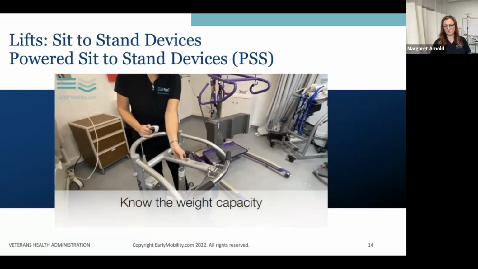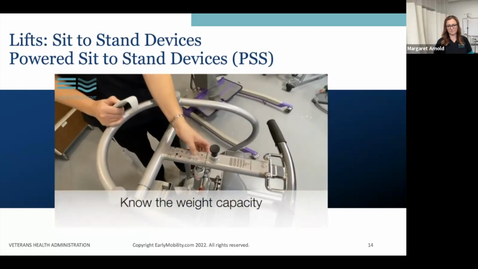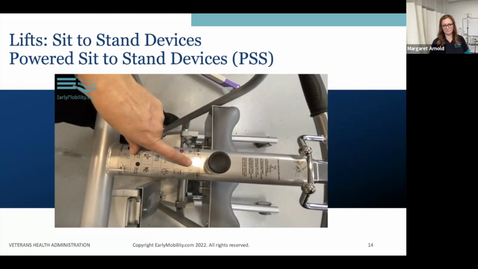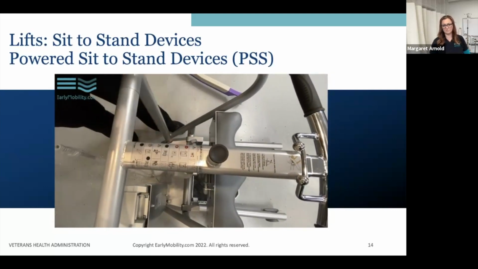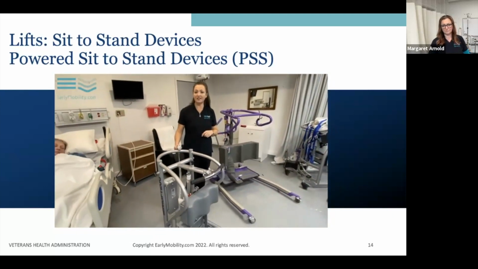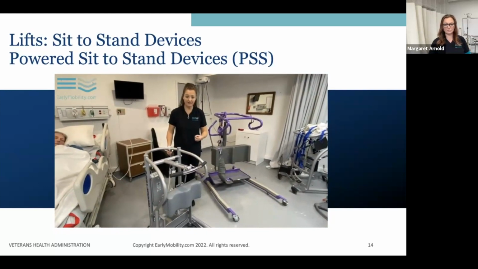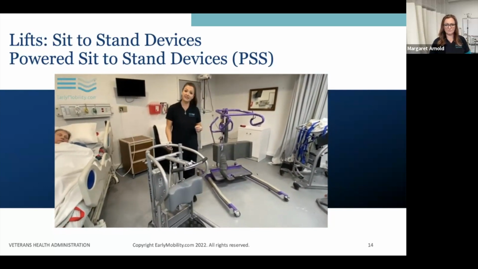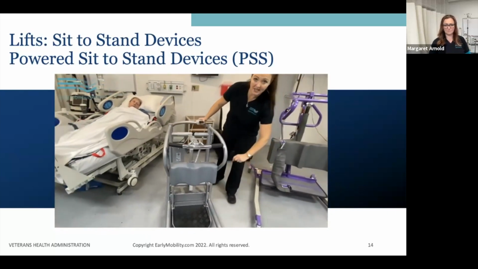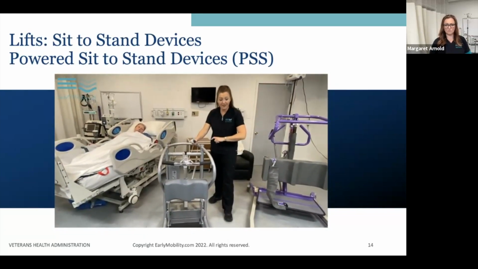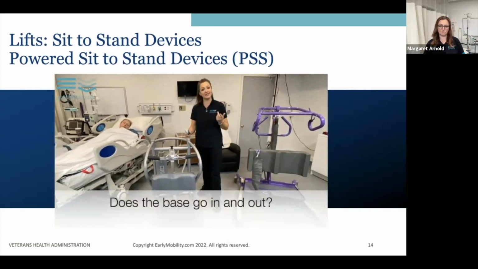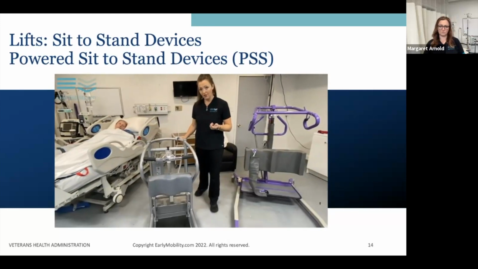The weight capacity on this is 430 pounds, and you can see in real small writing there, it has the weight capacity. Make sure that you know the weight capacity of the lift. Sometimes you have to look on the lift to find it. Many facilities I have found actually write the weight capacity in large permanent marker, or they have stickers or labels on that everybody can see so that it's easy for people to know what the weight capacity is.